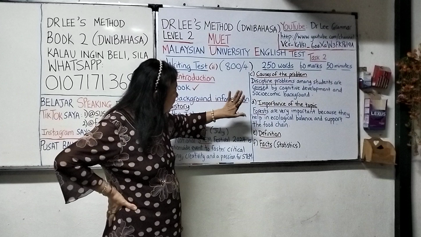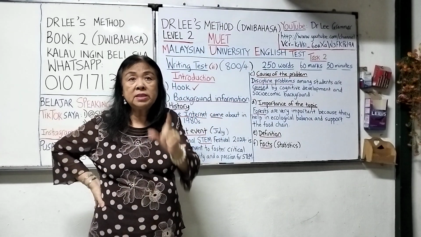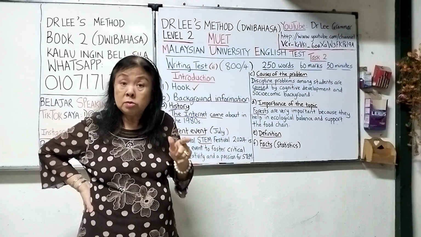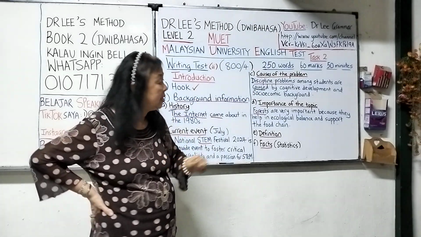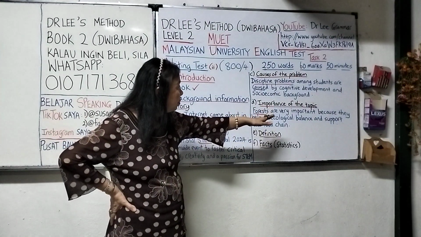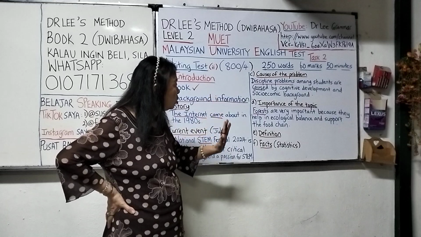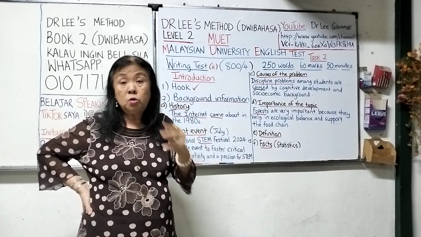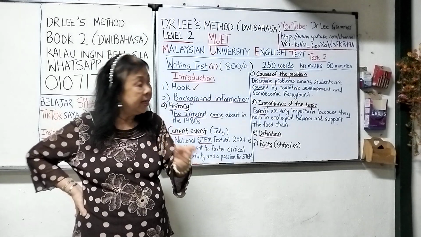In the importance of the topic, that means why is this topic important, you can use it as your background information. Example: forests are very important because they help in ecological balance and support the food chain. This is an example. So it could be your second line, could be your third line.